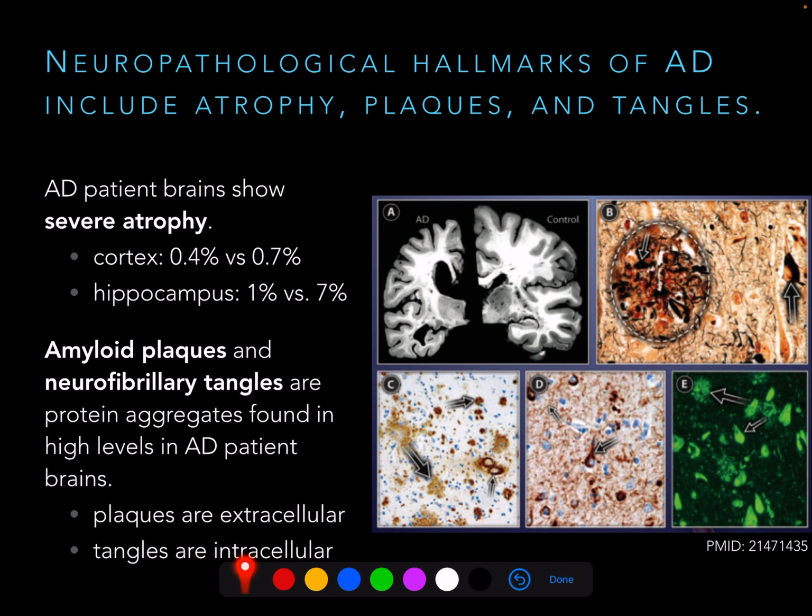Most noticeably, we see this in the hippocampus. So right here in the medial temporal lobes, there's the hippocampus, there's the hippocampus. In Alzheimer's disease, it degenerates at about a 7-fold higher rate than in the rest of us. In addition to severe atrophy, we see these extracellular amyloid plaques. Here they are again. And these intracellular neurofibrillary tangles. Here they are again. So we got some protein aggregates. Plaques are made of A beta, and those are extracellular. Tangles are made of tau, and those are intracellular.